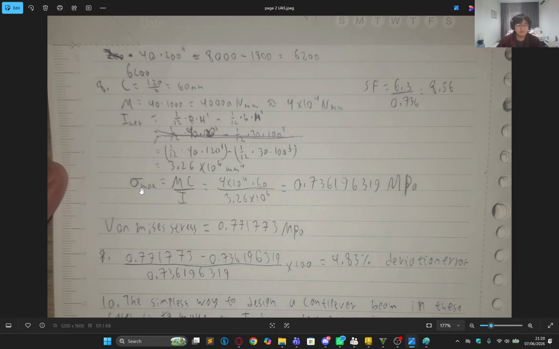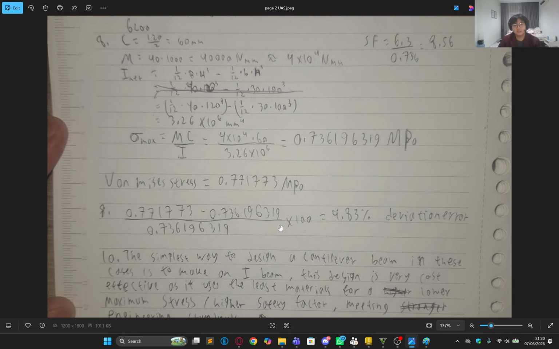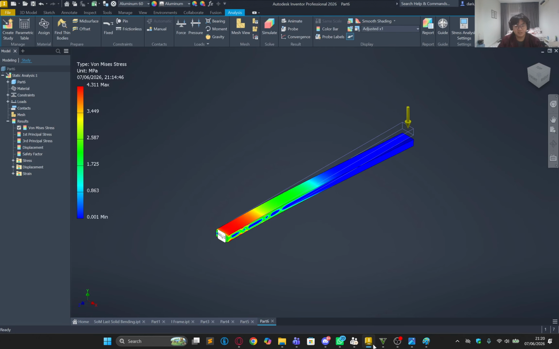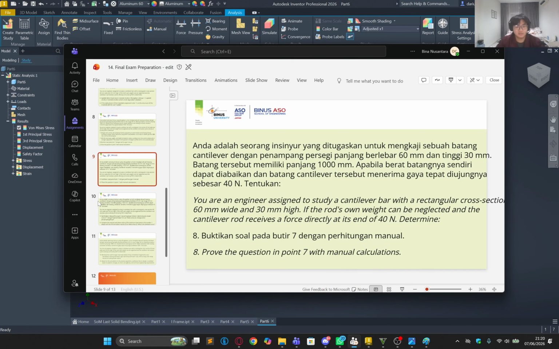And then calculate for the maximum stress with the same formula from before. We just plug in the same M and C because it's still the same from the previous one. Divide that by the new moment of inertia, which is 3.26 million. After that, we get 0.73616. Okay, you get the rest. And then in this section, I just find the safety factor, which is 8.56. After that, I need to invent something, just make the new one.